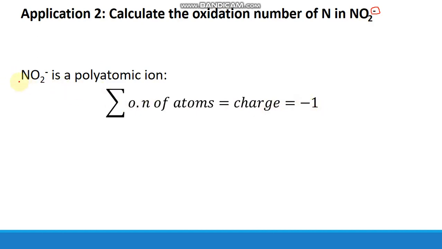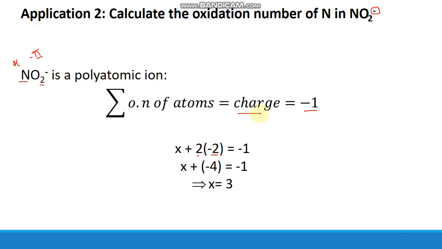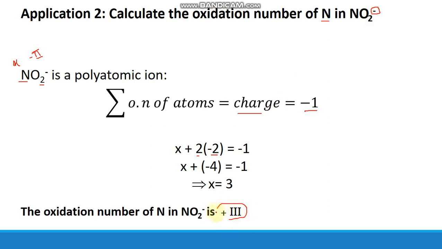What do we have here? We have N, we don't know it, so it's X. We have O2, and O is -2, and we have 2 atoms. So X plus 2 times -2, 2 because we have 2 oxygen atoms and -2 is the oxidation number, equals -1, the charge. By solving this equation, we get X equals 3. So the oxidation number of N in NO2 minus is equal to +3. Of course, you should write it in Roman number.